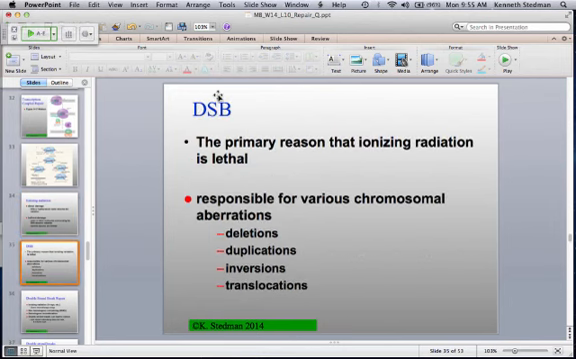The reason that ionizing radiation is lethal, be careful when you're working in power plants, is because of these double-stranded breaks. What happens when you have double-stranded breaks? You can delete DNA, duplicate your DNA, invert your DNA, translocate your DNA, all kinds of problems, because once these two ends are not attached to each other, putting them back together is a pretty random process. So it's a real problem that you have to deal with.